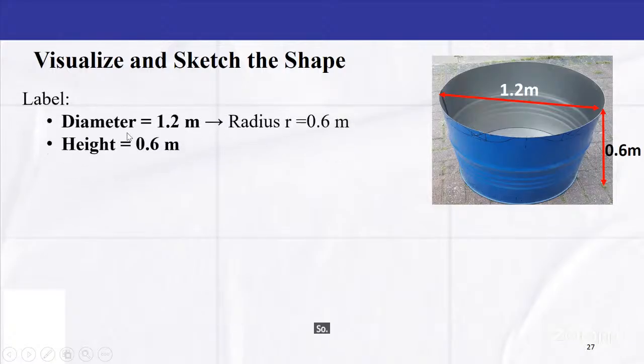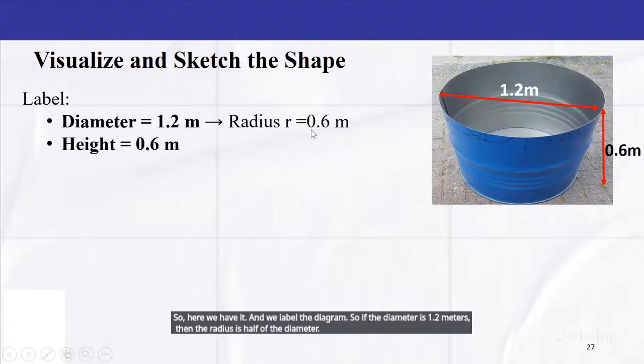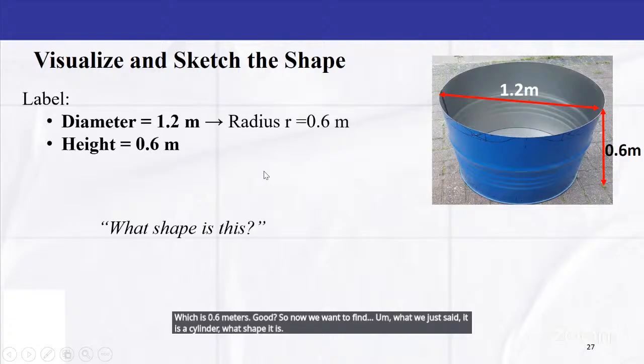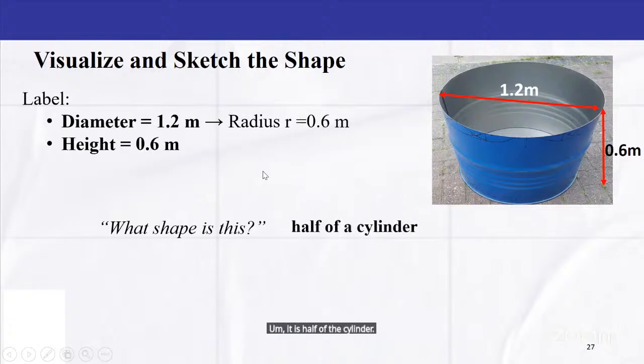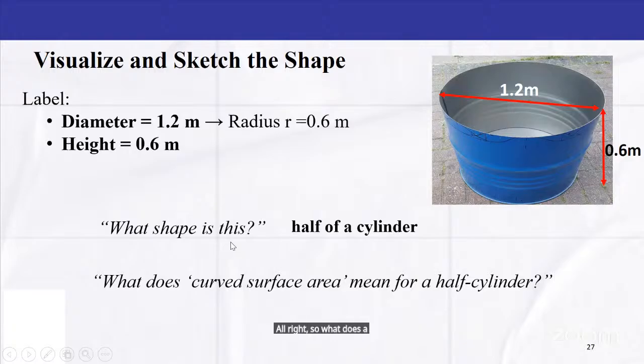So here we have it, and we label the diagram. If the diameter is 1.2 meters, then the radius is half of the diameter, which is 0.6 meters. Good? So now we want to find, well, we just say it is a cylinder, what shape it is. It is half of the cylinder, because the full cylinder would be a little higher, and it said something about half of a cylinder earlier. All right, so what does a curved surface area mean for half of a cylinder? This is half of a cylinder. What does a curved surface area mean? What are we actually going to be finding if it is half of the cylinder?